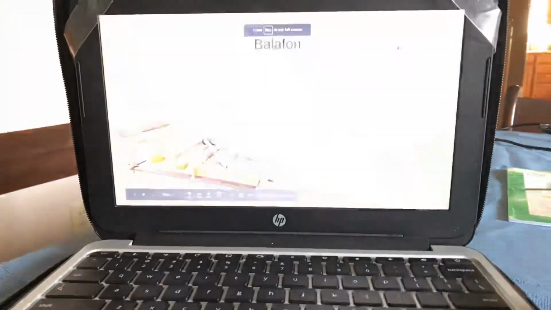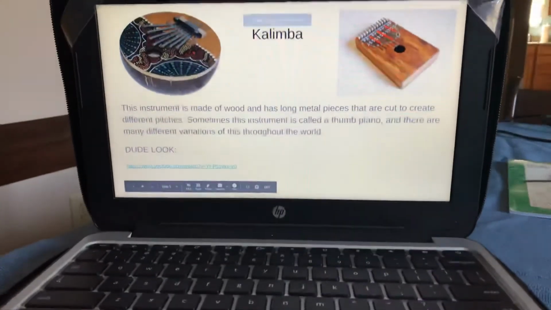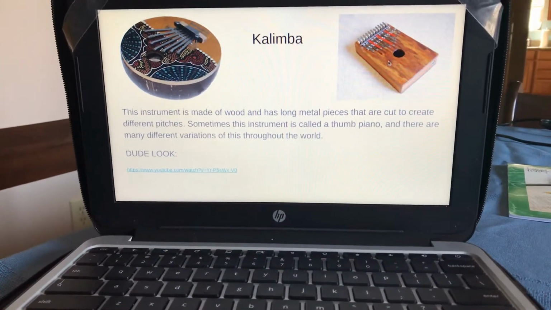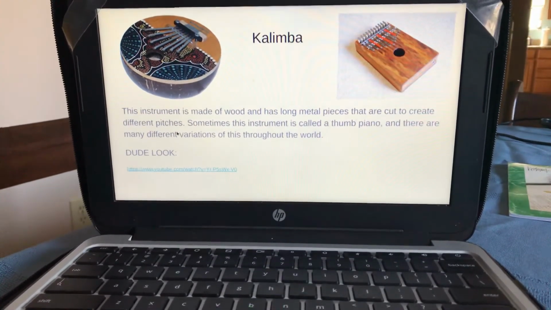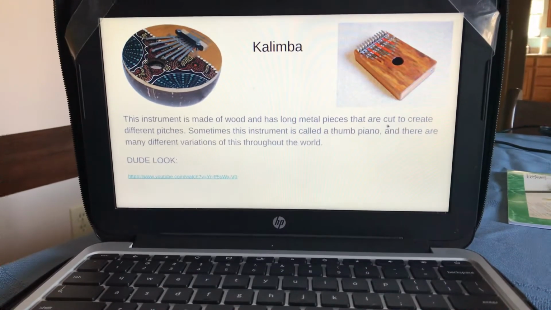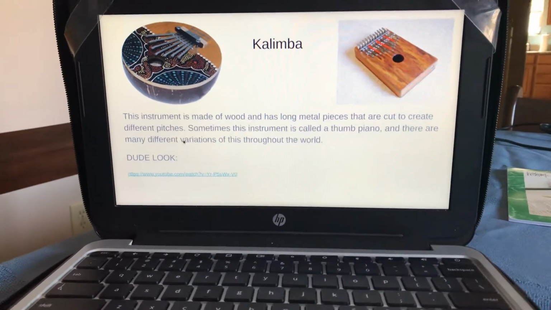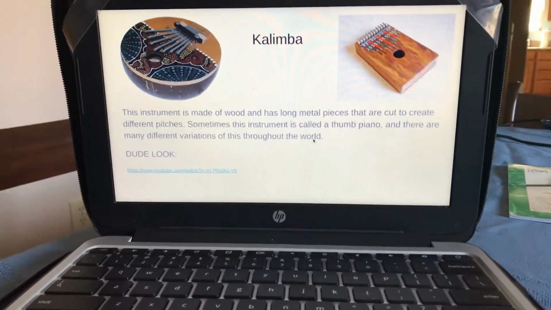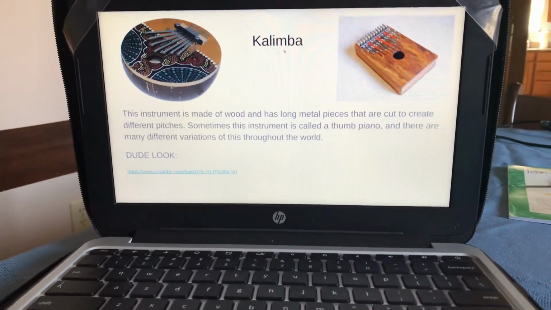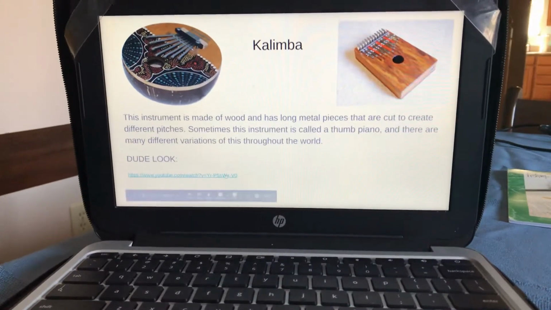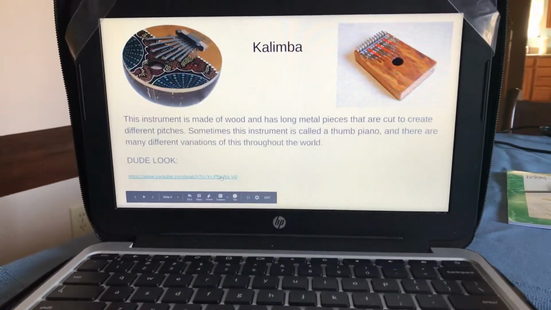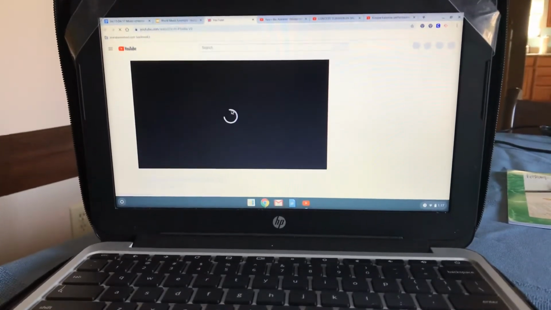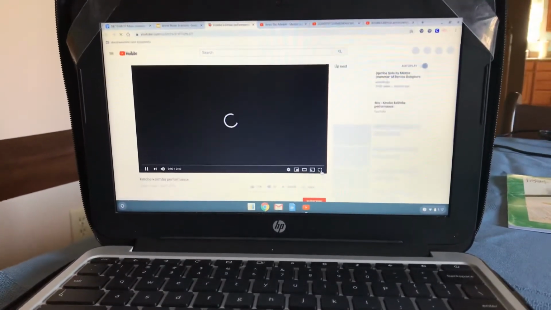And then here's my final instrument right here, the kalimba. There are two different versions I noticed, so I ended up putting two pictures on there. This instrument is made of wood, has long metal pieces that are cut to create different pitches. Sometimes this instrument is called a thumb piano, and there are many different variations of this throughout the world. What I learned is that the kalimba is not actually just an African instrument. They also have a version in Thailand and a couple of other places, but they are pretty much all the same thing, just made slightly different.